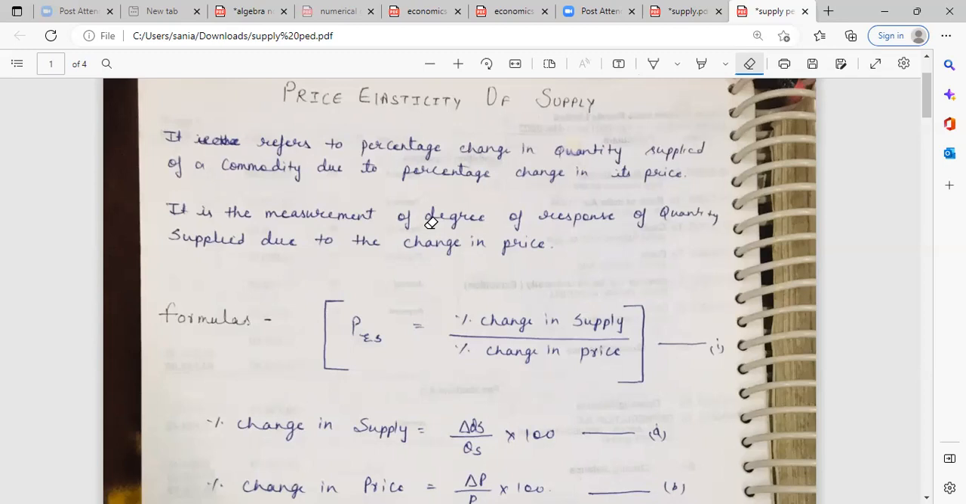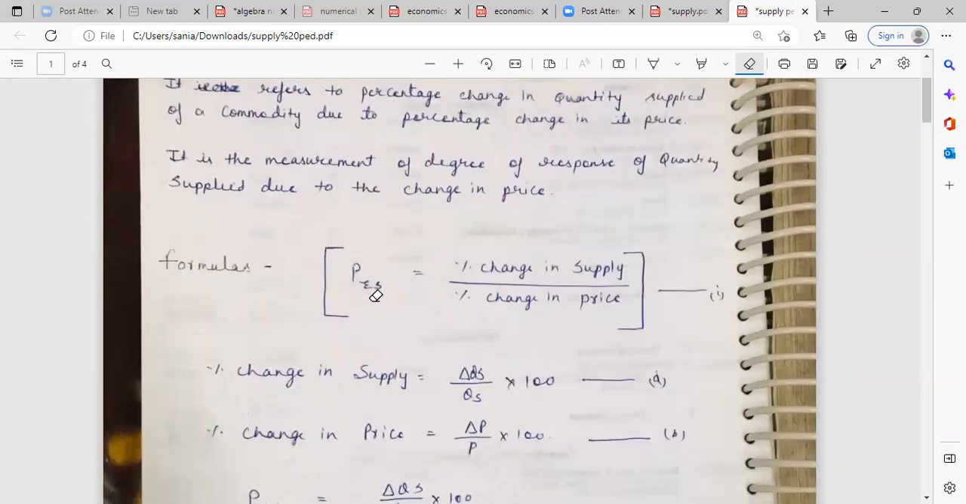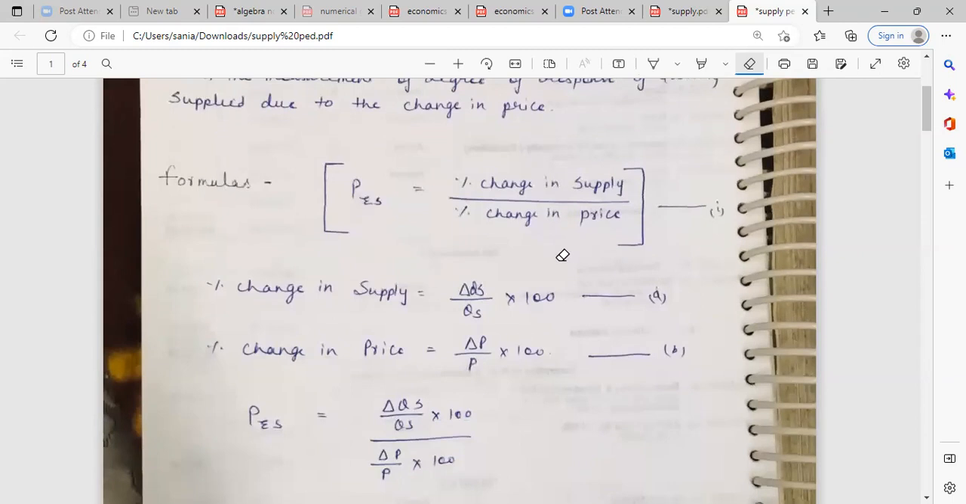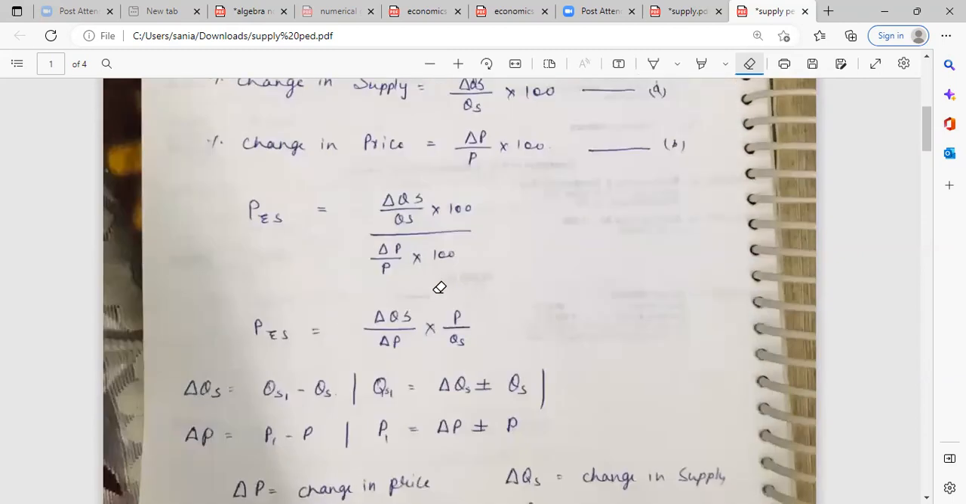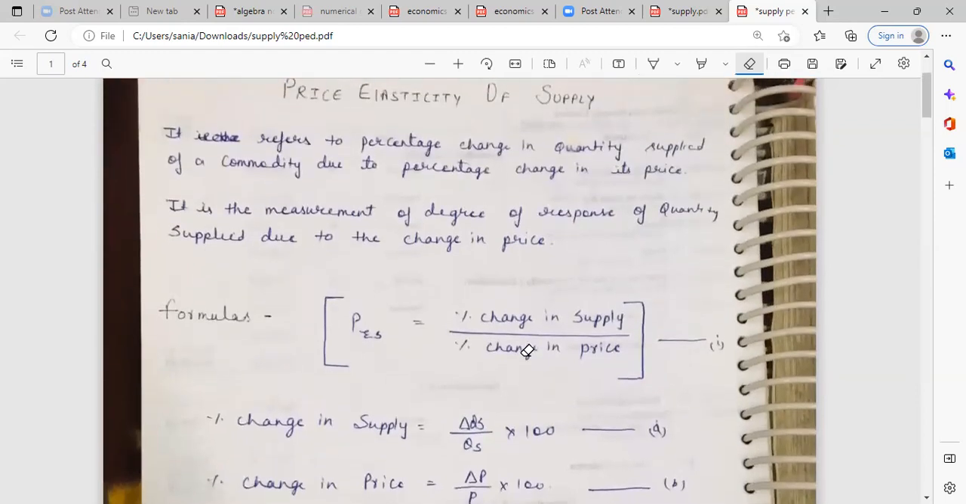Okay, ma'am. So you just write the chapter, price elasticity of supply, and then these two definitions and formulas. Girls, you already know how to write this, and this, and this. Clear? Yes, ma'am. Okay.